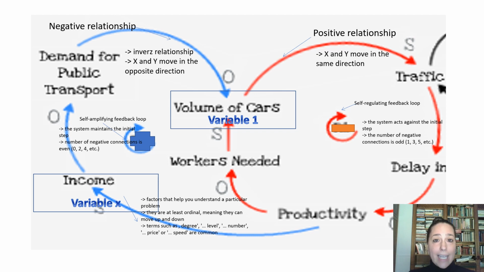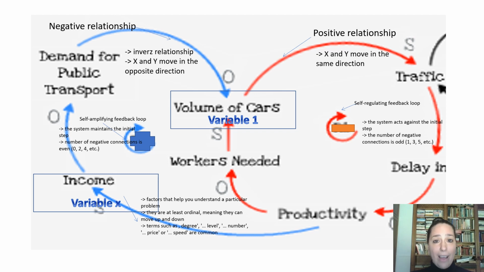But what we need is to see whether the relationships we're going to draw are negative or positive. A negative relationship is, for example, the demand for public transport and the volume of cars. Of course, the more the demand for public transport, the fewer cars are on the road. So this is a negative relationship. It's an inverse relationship because X and Y move in opposite directions. If one increases, the other decreases.